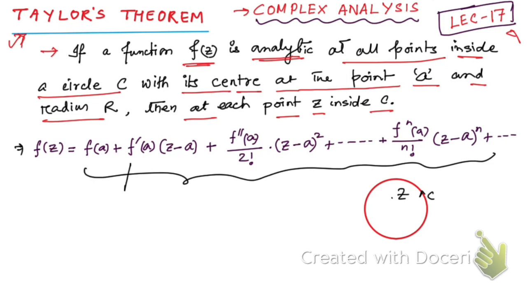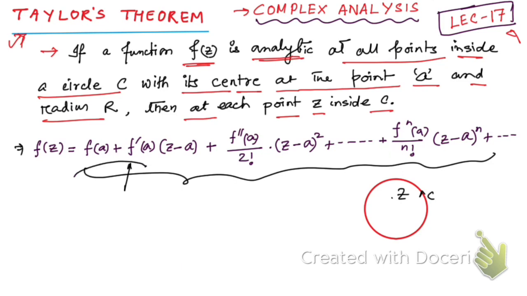And here let me tell you, this f dash of a represents the first order derivative of this function f of z at z is equal to a. Similarly, f double dash a represents the second order derivative of f of z at z is equal to a. So similarly, this f^n of a represents the nth order derivative. So hope you have understood this.